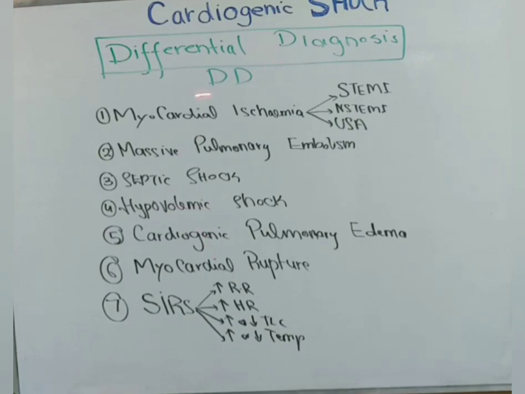So it can be any of the differentials when a patient presents with those clinical features which are related to cardiogenic shock. So always think of these diseases at the presentation and then try to exclude them or rule them out one by one.